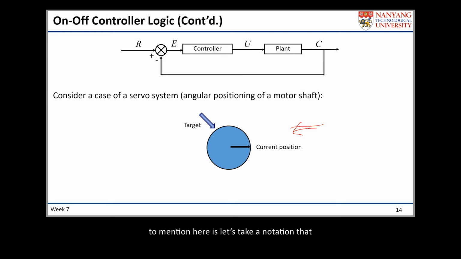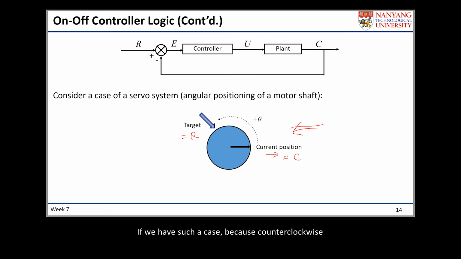One thing that I want to mention here: let's take a notation that counterclockwise direction is positive. So this is the target. Target means the desired position, the setting position, so this is the R in our block diagram. This is the orientation of the shaft, which is the output. So this is the C.